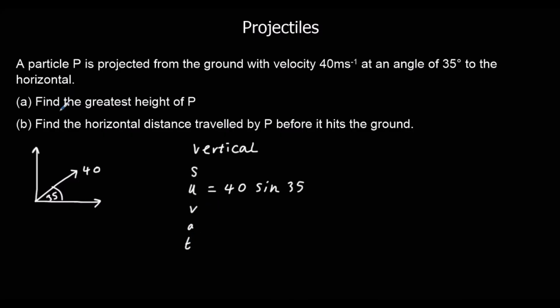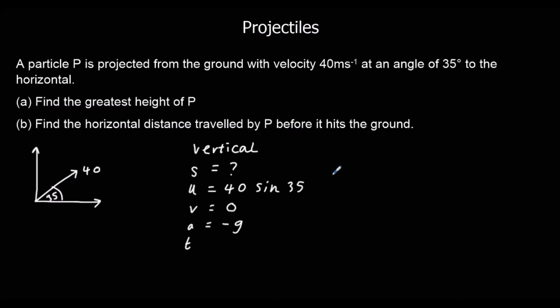Okay, so the first question says find the greatest height of P. The greatest height is where it reaches the top, and that's where the velocity is 0. We know it's acting under gravity, so it's going to have an acceleration of negative g, negative 9.8. So to find the greatest height, we find the displacement.